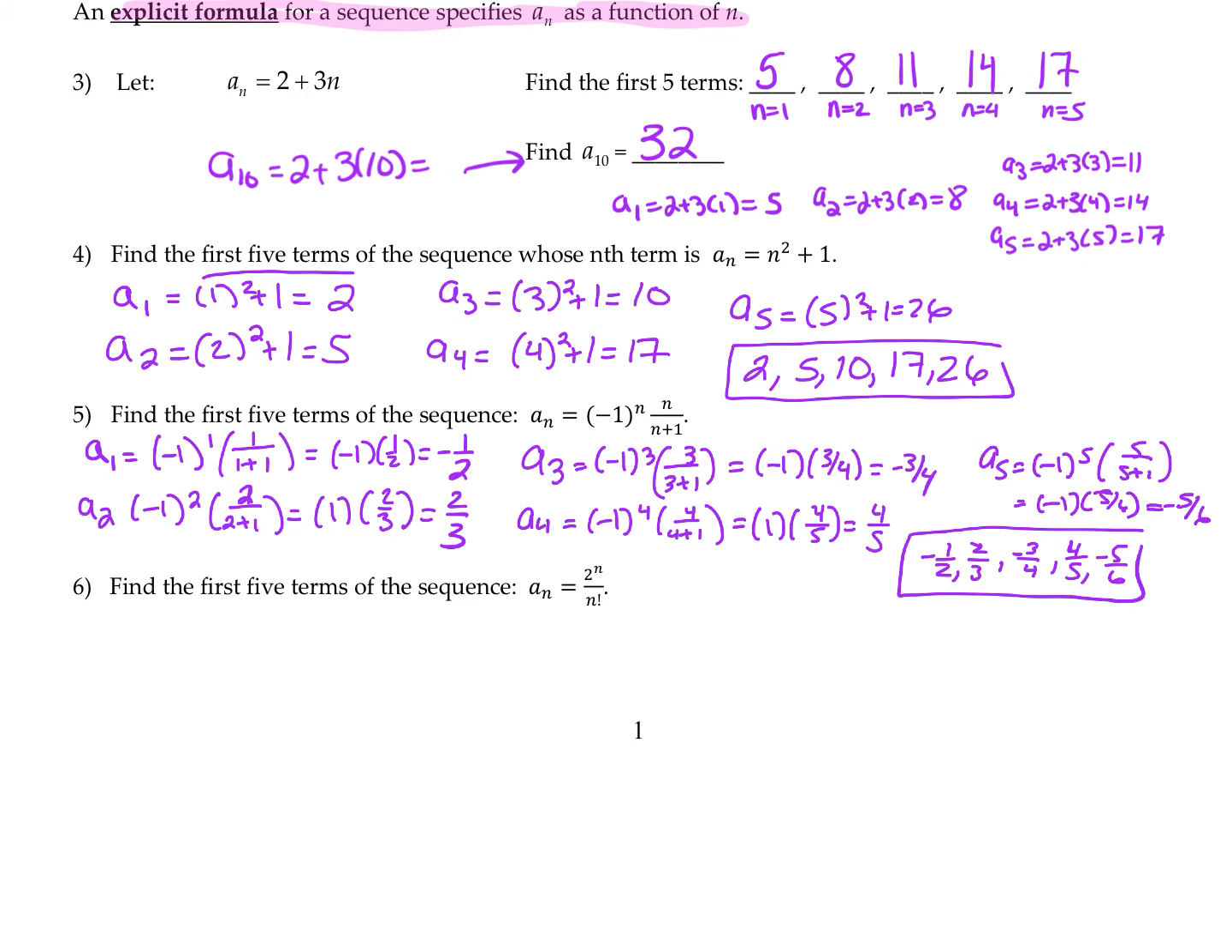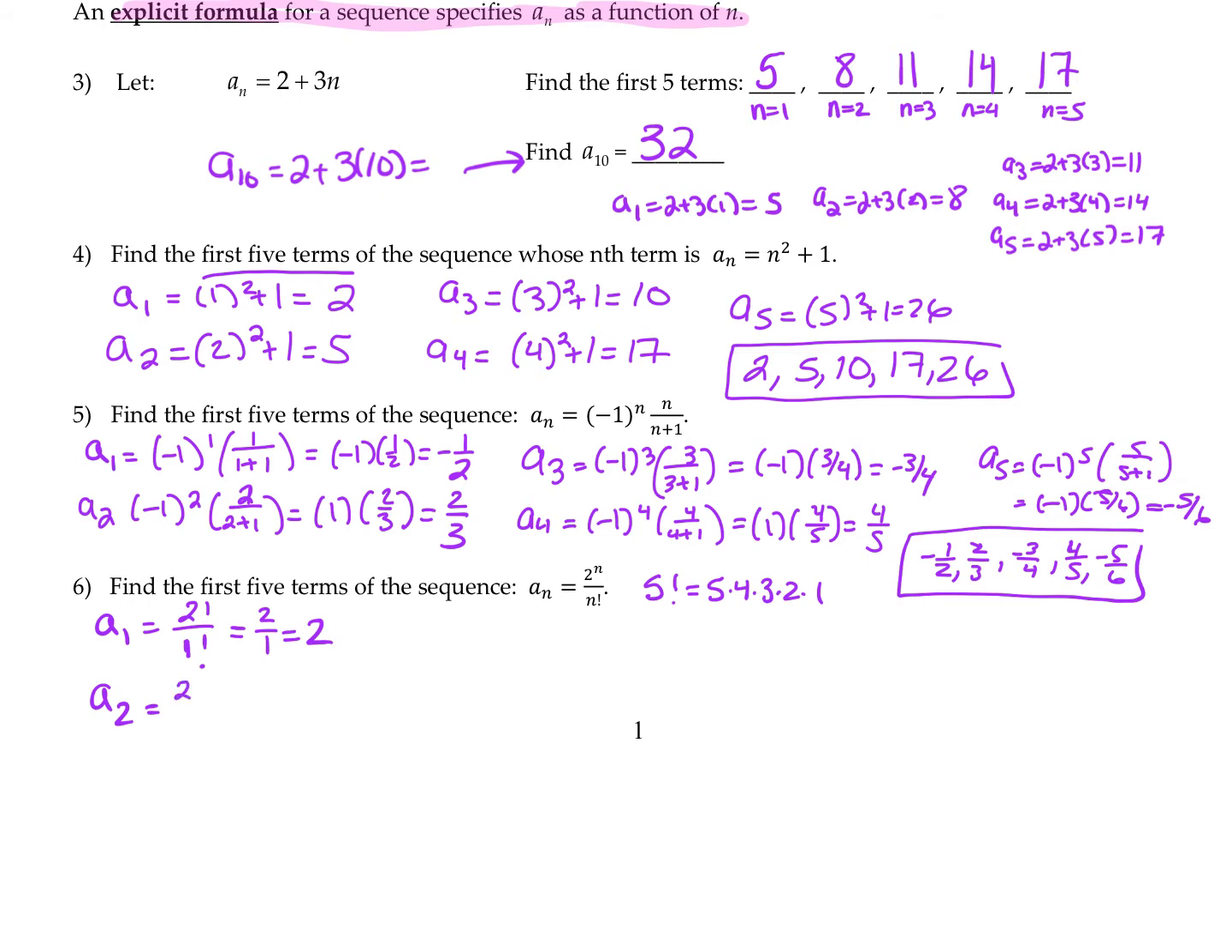All right, now we're going to do it again for this guy. So A1 is going to equal 2 to the first over 1 factorial. We can find the factorials in our calculator, but a factorial is all the numbers multiplied to get to that number. So let me do an example of 5. Let's say I had 5 factorial. That would be 5 times 4 times 3 times 2 times 1. So 1 factorial is just 1. So I'm going to have 2 over 1, which would be 2.